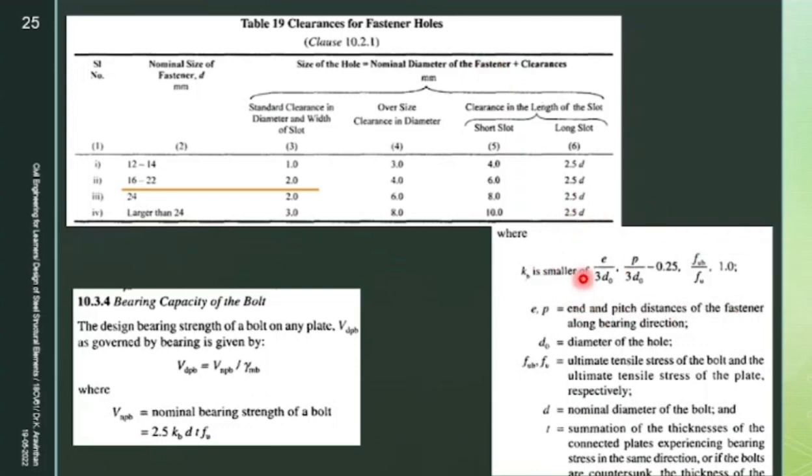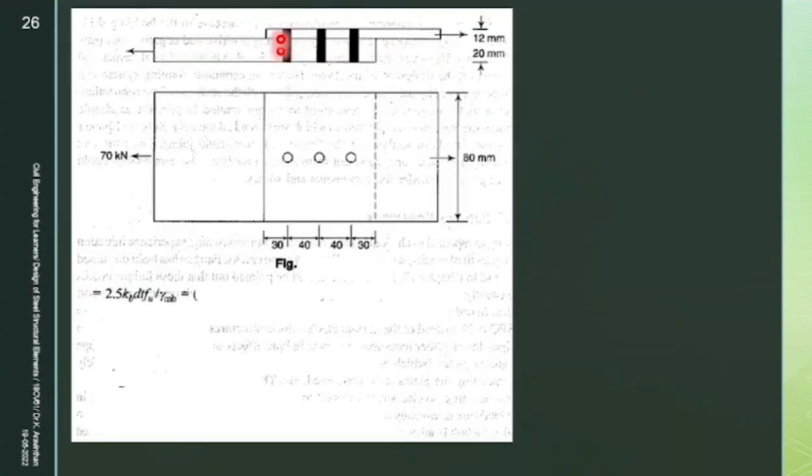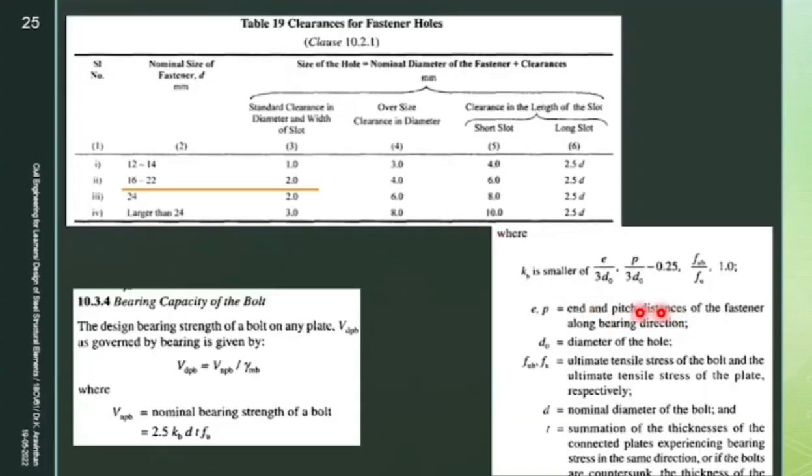Now first one, what is E? You have to find E component. So what do you mean by E? E is end and P is known as pitch distance. So end and pitch distance of the fasteners. What do you mean by fastener? Either this plate or this bolt. Bolt is the fastener. So they will be giving another term. Do not get confused. Bolt is otherwise known as what? Fasteners. Okay. So they have given that end and pitch distance of the fasteners along the direction.